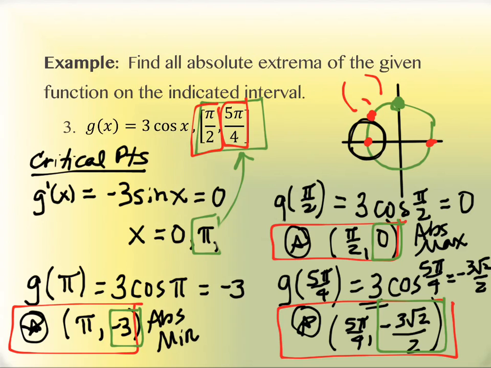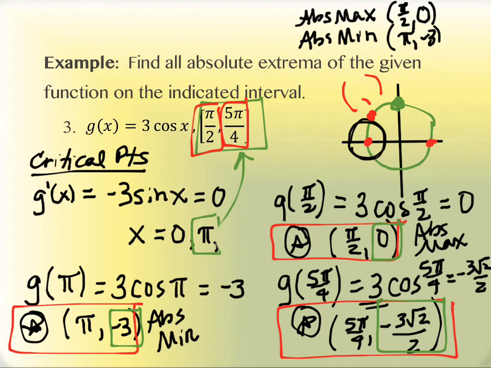I created the problem on purpose because I want you to recognize that you can't only test one thing. It's just as likely to be one of the relative points as it is to be one of the endpoints, and you have no way of knowing until you test both of them. So our answer is that our absolute maximum is pi halves, 0. And our absolute minimum point is pi, negative 3.